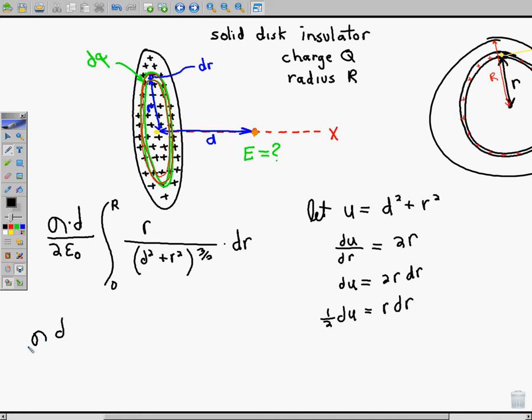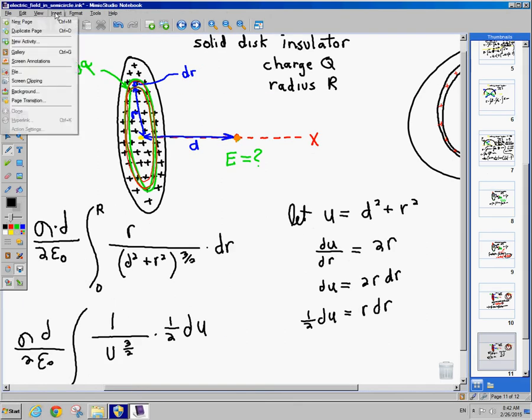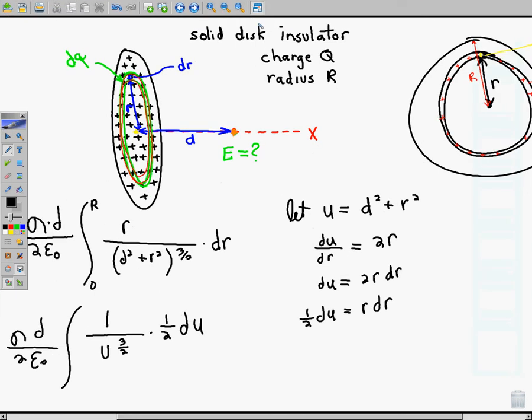So then this is going to be sigma d over 2 epsilon 0 times the integral of 1 over u to the 3/2, r dr, which is 1/2 du. So I made this u substitution.